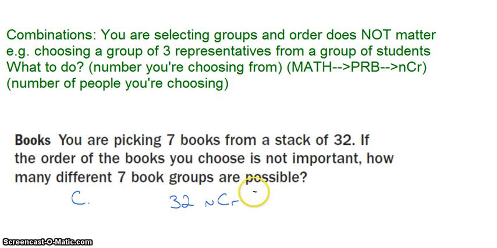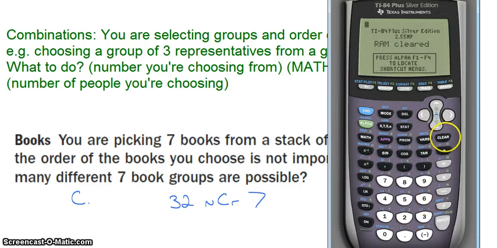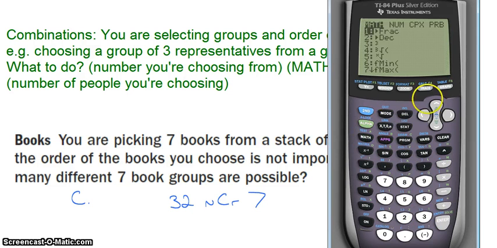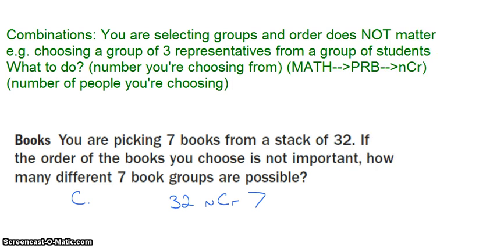NCR, and then 7. So in the calculator, once you turn it on, we've got 32. Go to the math menu, scroll over to probability, and choose option 3. We're saying that we're choosing 7 things, or combining into groups of 7, and there are 3,365,856 possibilities. Seems like a lot, but, well, you're choosing from 32, your order does not matter, and you're picking groups of 7, so it should be a fairly big number.